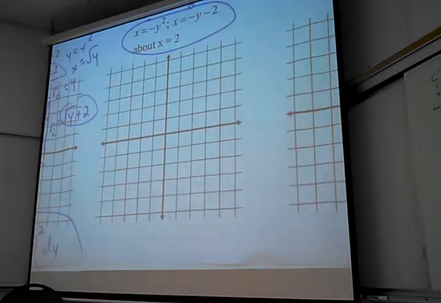Graph those. See what it looks like. Whoa. You guys probably already noticed this, but somebody stole our clock.